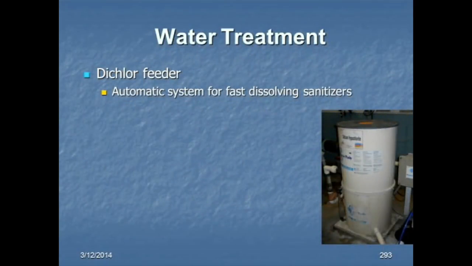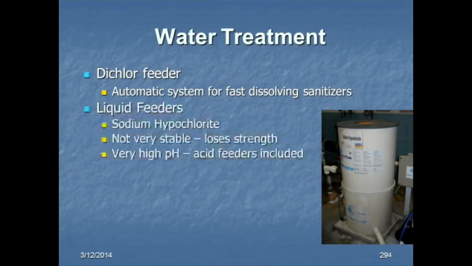Multiple types of chlorination systems are available to us. We've got automated systems for fast dissolving sanitizers like dichlor. We've got liquid feed systems: sodium hypochlorite, liquid chlorine. On this slide, this particular bullet item mentions "not very stable." That doesn't mean that it's going to corrode away or blow up or something like that.